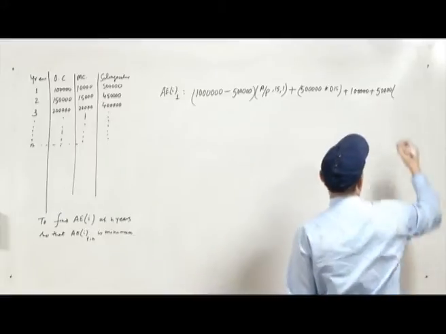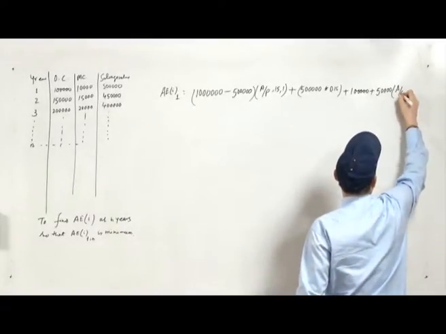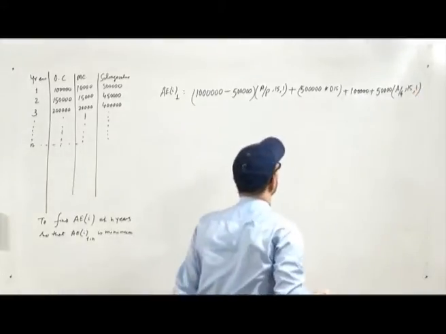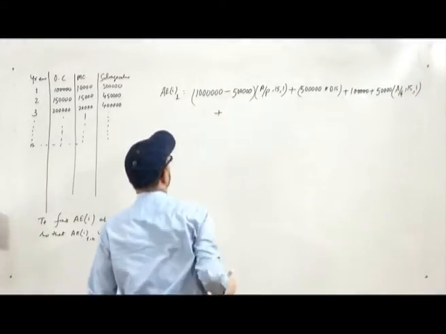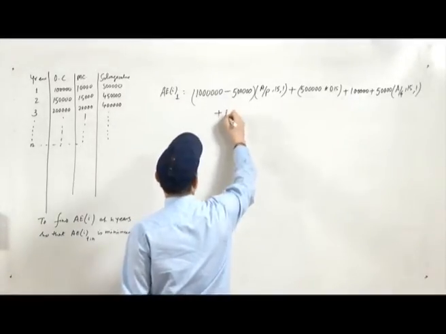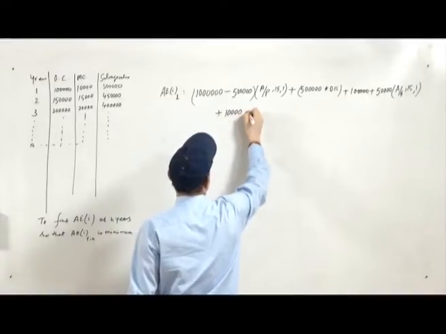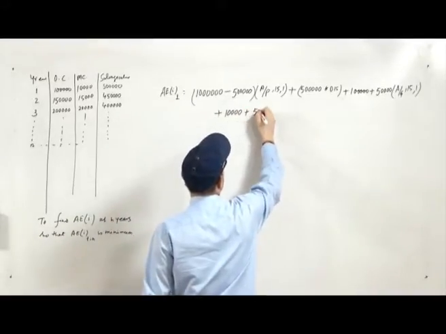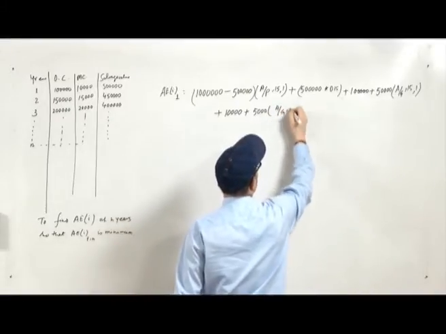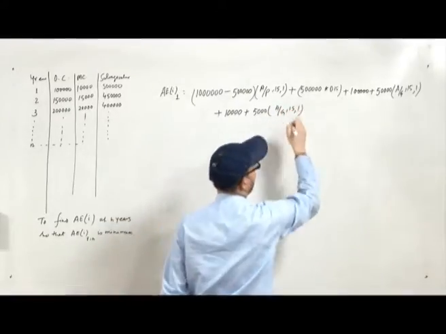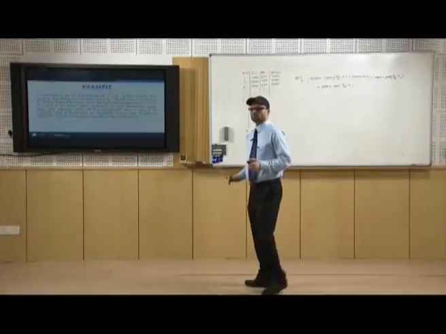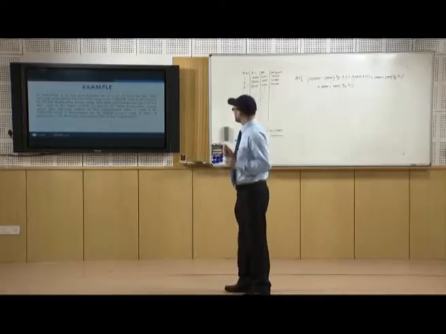So, this will be multiplied with A by G 15,1. Similarly, you have maintenance cost as 10,000 plus 5,000 A by G 15,1. So, this is your total annual cost.